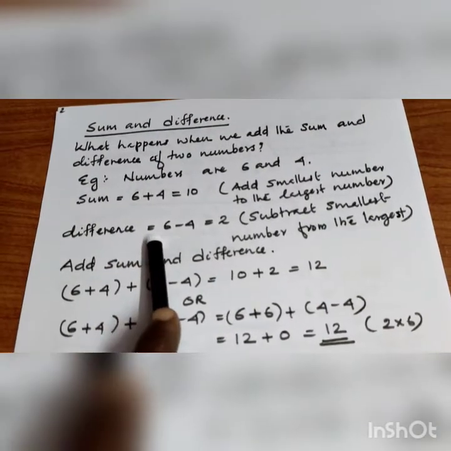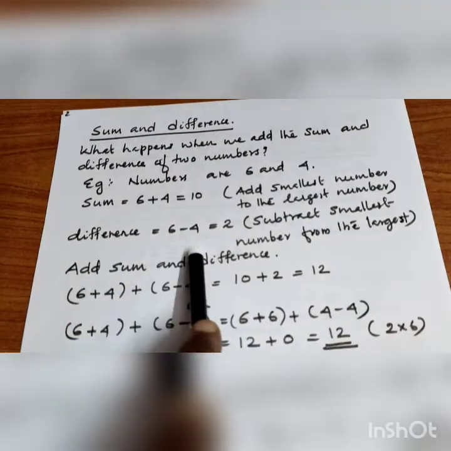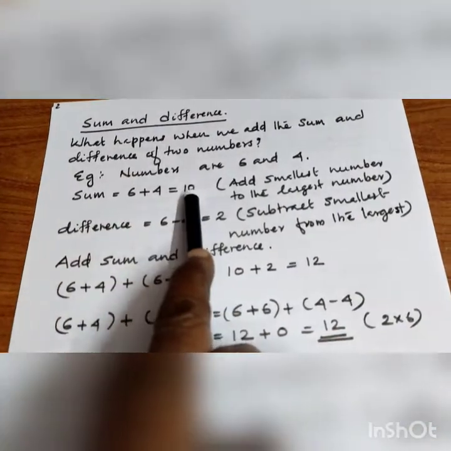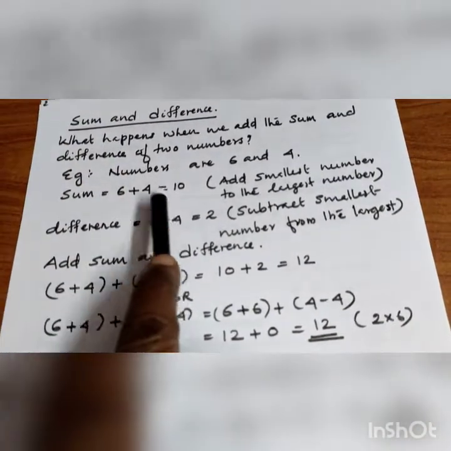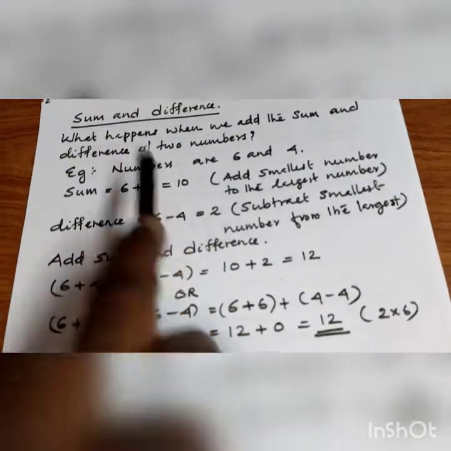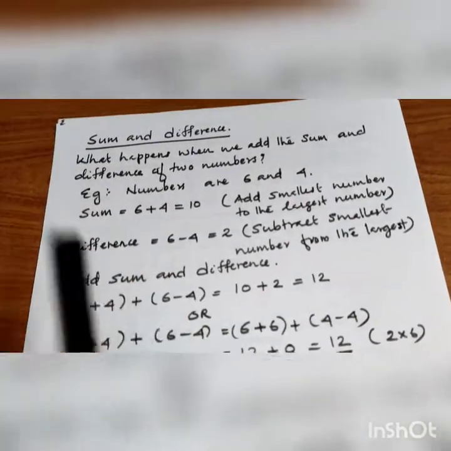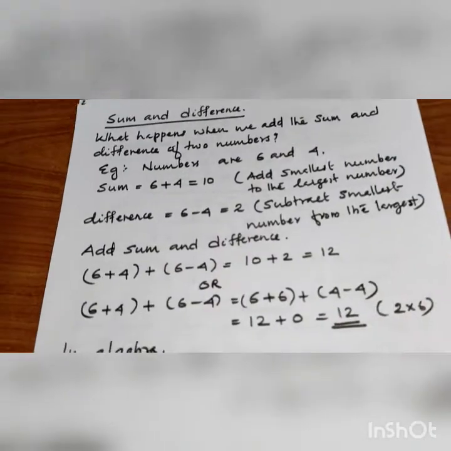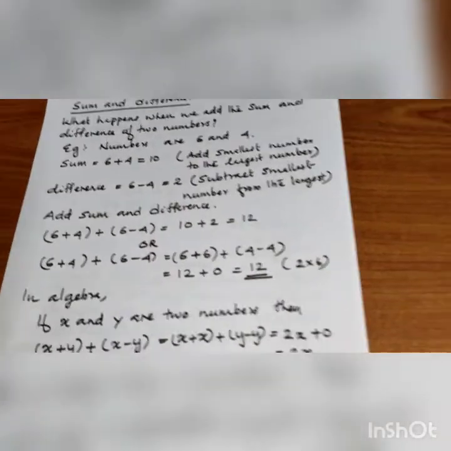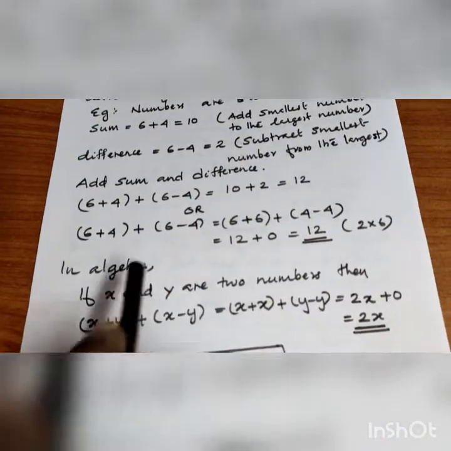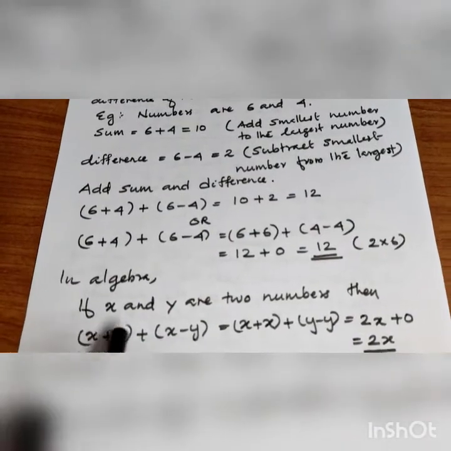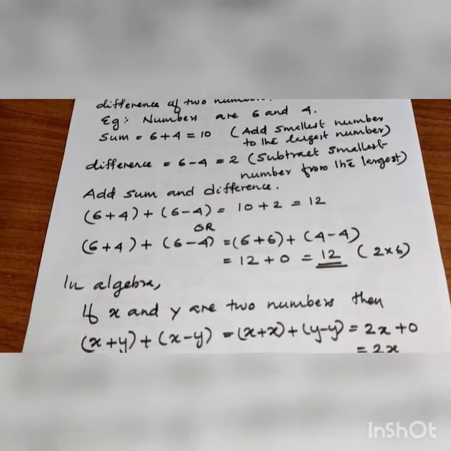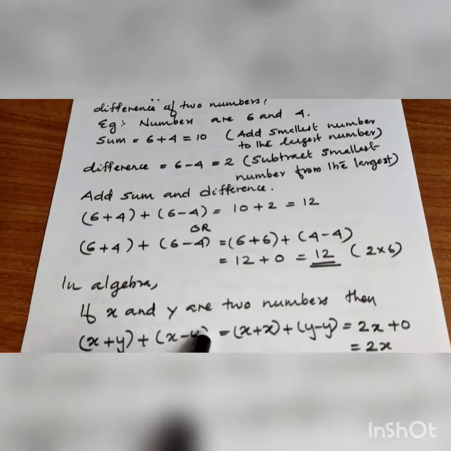When we add the sum and difference of two numbers, we get twice the largest number. In algebra, it can be written as x plus y. x and y are two numbers. x plus y is the sum. x minus y is the difference.